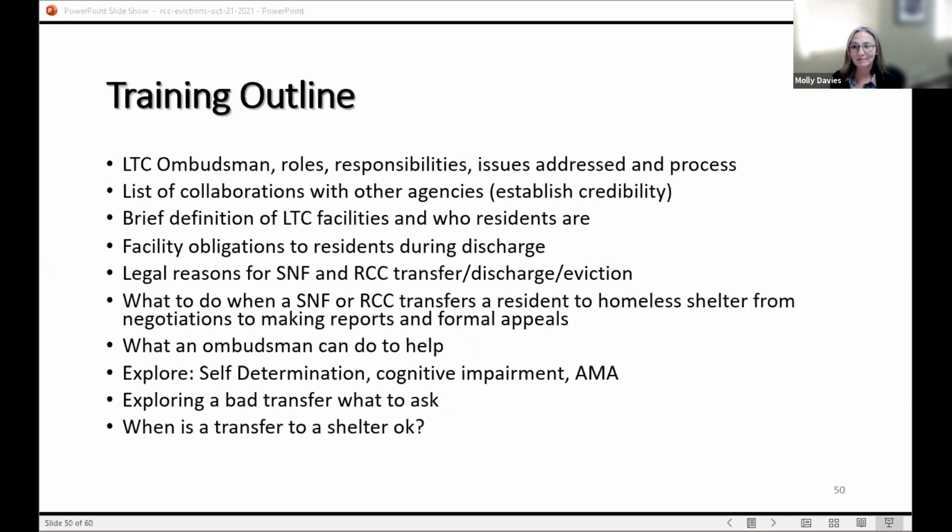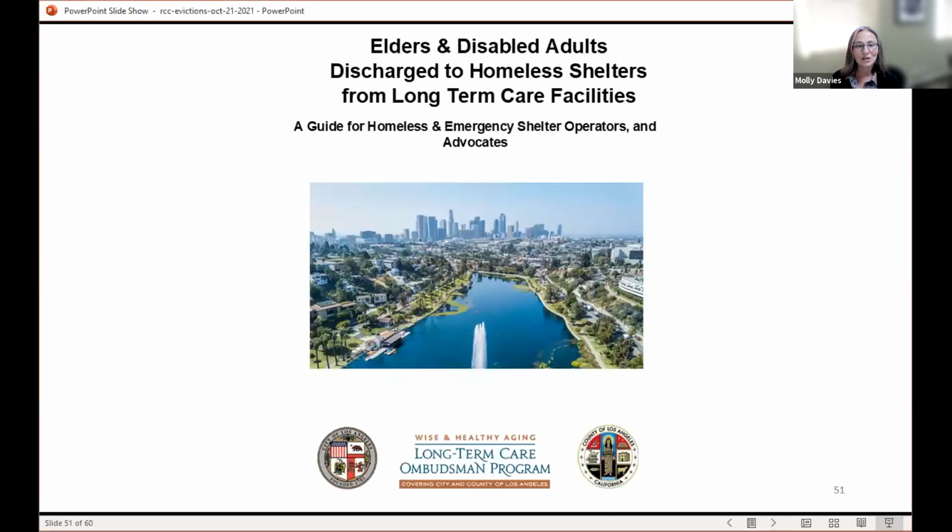Next slide. And this is just the cover of the Elder and Disabled Adults Discharged to Homeless Shelters from Long-Term Care Facilities Guide for homeless and emergency shelter operators and advocates, which will be on the website.